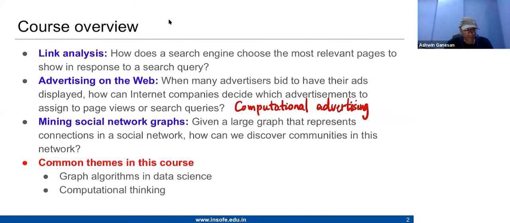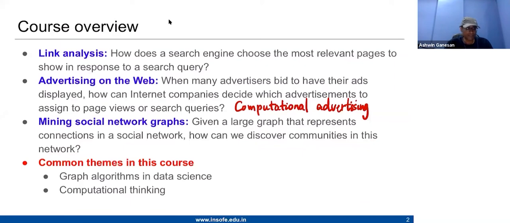The third module in the course is on mining social network graphs. Given a large graph that represents the connections in a social network, for example, the Facebook friendship graph, how do we discover communities in this network? We're going to look at algorithms for community detection in social networks.